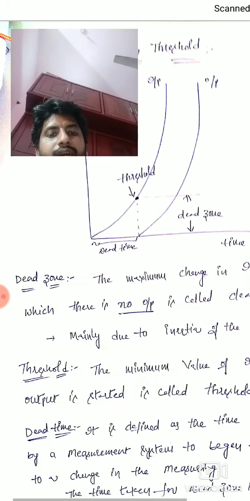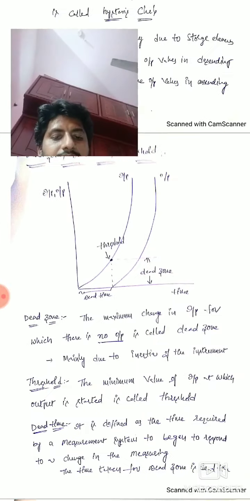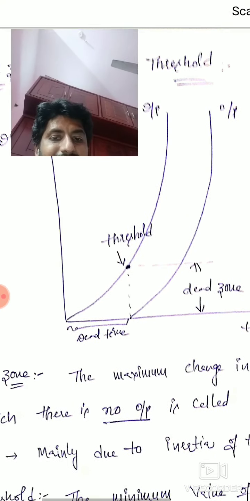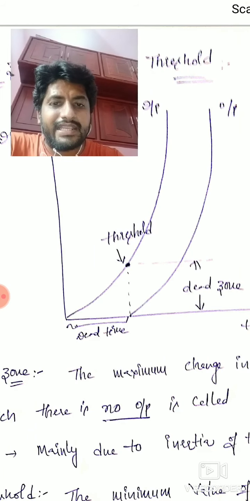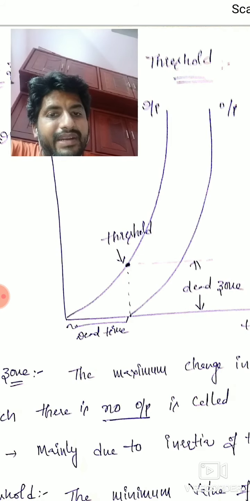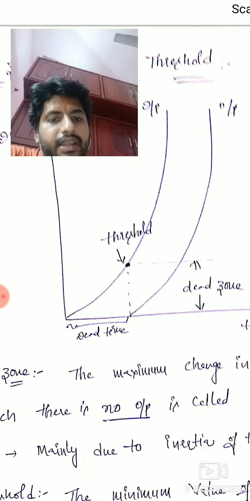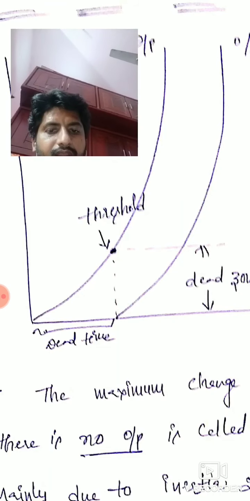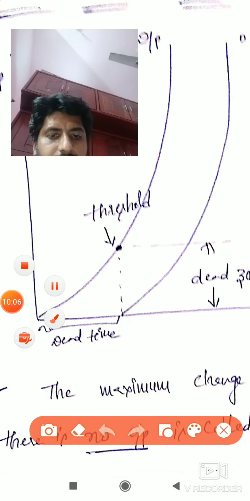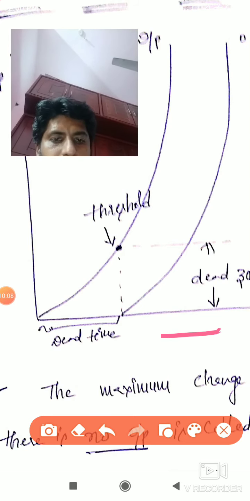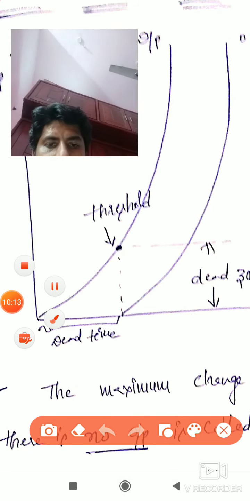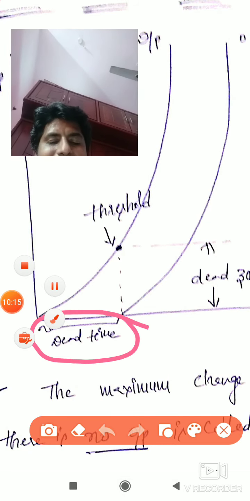Now dead time. Dead time means the minimum time, the time required for a given input until my output is started. This time we can call it a dead time.